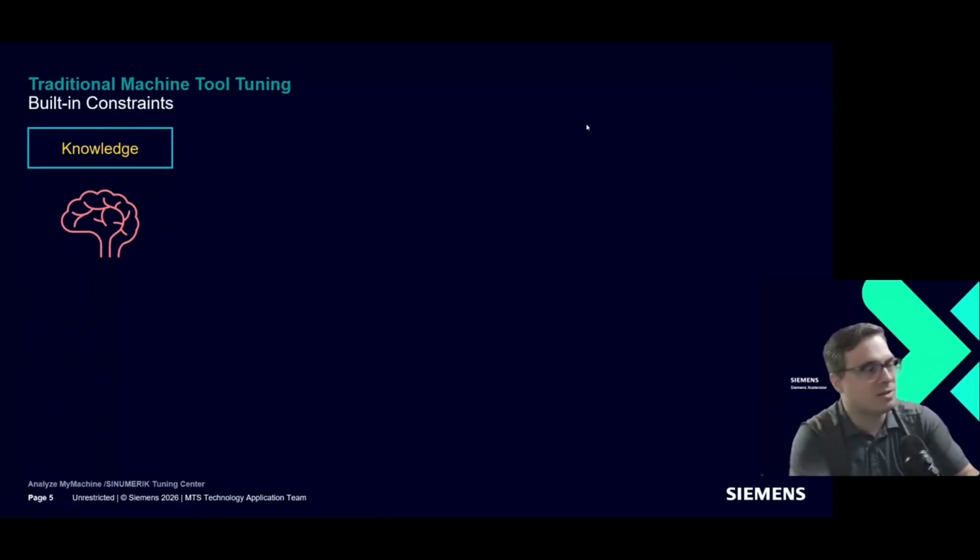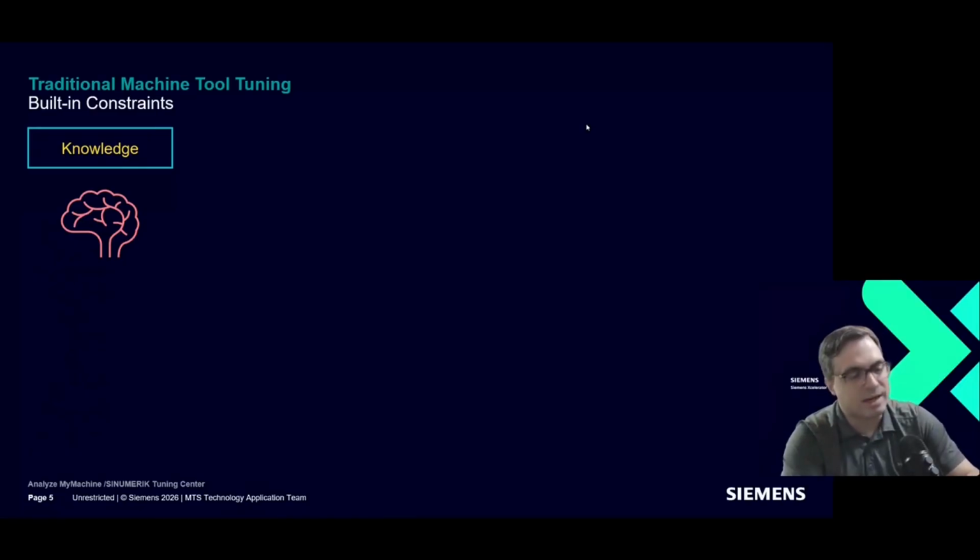So now we're going to start to talk about the content for the day, which has everything to do with tuning and optimization. And before we get going, to set the stage for our keynote speaker, I wanted to talk just a little bit about traditional machine tool tuning. I know I've had a fair amount of experience with that in the past, and I suspect some of you on the call probably have as well. With traditional machine tool tuning, there are two constraints built into it, two different categories. And the first category is knowledge.